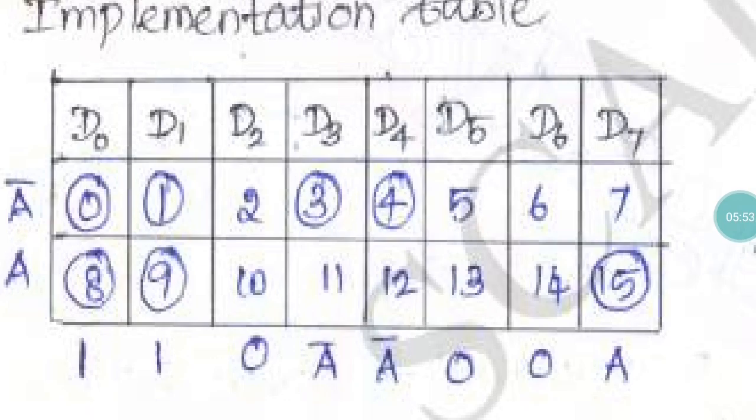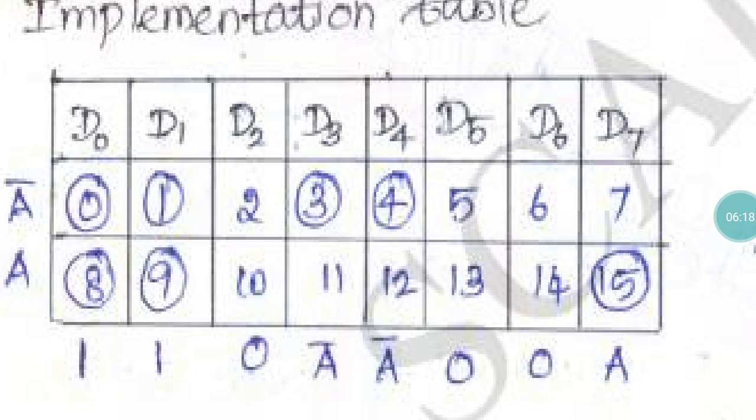Right, sir? Now you can see that we are going to encircle D0, D1, D3, D4, D8, D9 and D15. Now we have encircled the given problem in this particular case. Just look at the D0 column: the two variables, A bar and A, both cells are encircled. You can see the D2 column, where both cells are not encircled.